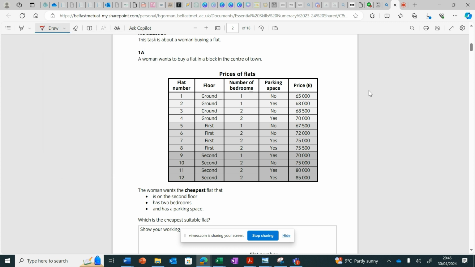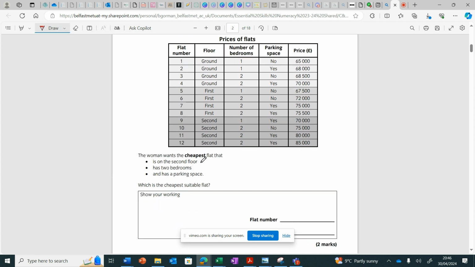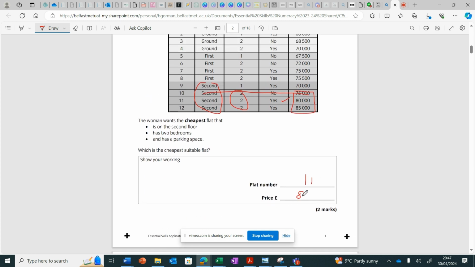The woman wants the cheapest flat that is on the second floor. Well, second floor is these ones here. It has to have 2 bedrooms, so that's these 3 here, and it is the cheapest one. Well, that's one of these 3. Has to be this one. It's cheapest, 75,000. Flat and has parking. Has it parking? No, it hasn't got parking. It's not this one. So it has to be this one here. It's the cheapest. It's the second floor and it's got parking. So flat number 11. Price £80,000.